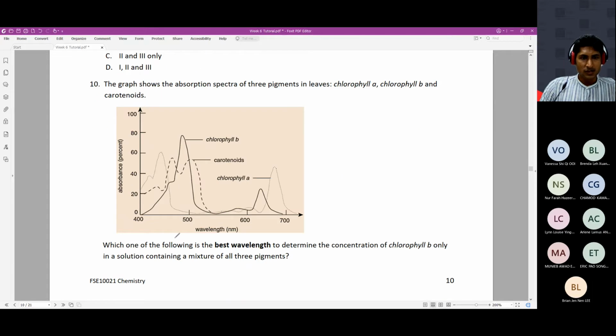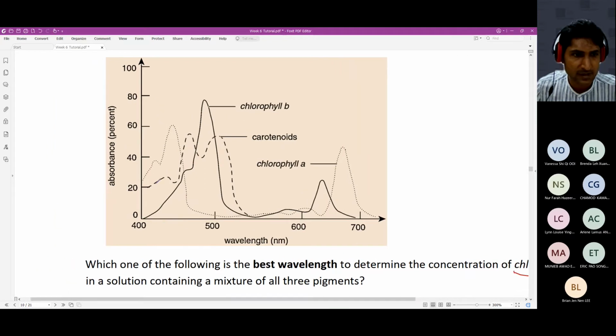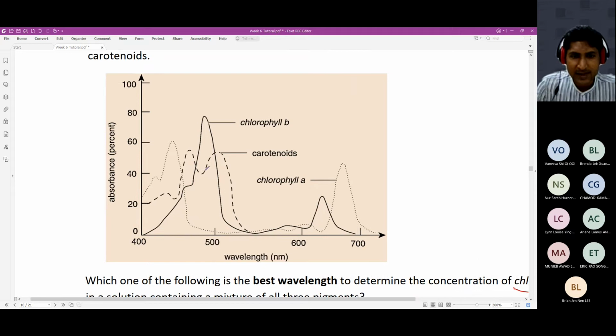Question number 10 says the graph shows the absorption spectra of 3 pigments in leaves: chlorophyll A, chlorophyll B, and carotenoid. Which of the following is the best wavelength to determine the concentration of chlorophyll B? Only chlorophyll B I want to determine in a solution containing a mixture of all 3. Here, what you are looking at on the screen right now is a figure of wavelength in nanometers against absorbance. This figure has been constructed after we have taken the absorbance of all these 3 different chemical components individually, right?